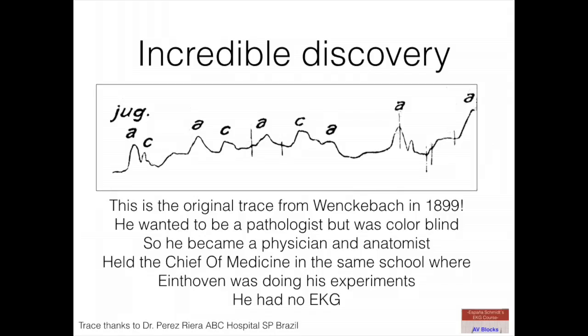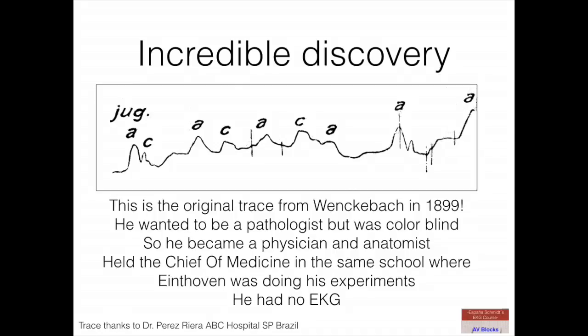Here we have the original trace from Wenckebach. This is a graphic of the jugular pulse. The A waves correspond to the atrial contraction and the C waves correspond to the carotid impulse. We can see how the impulse separates from the atrial pulses of the jugular vein. The discovery led Wenckebach to propose his theory for the mechanism of this type of second-degree AV block without the help of the electrocardiogram.